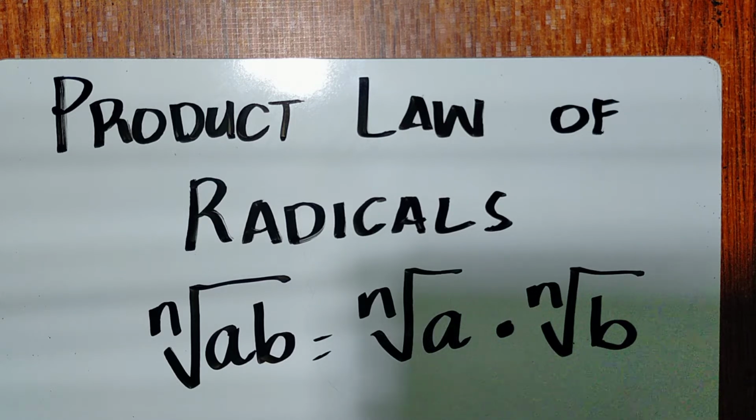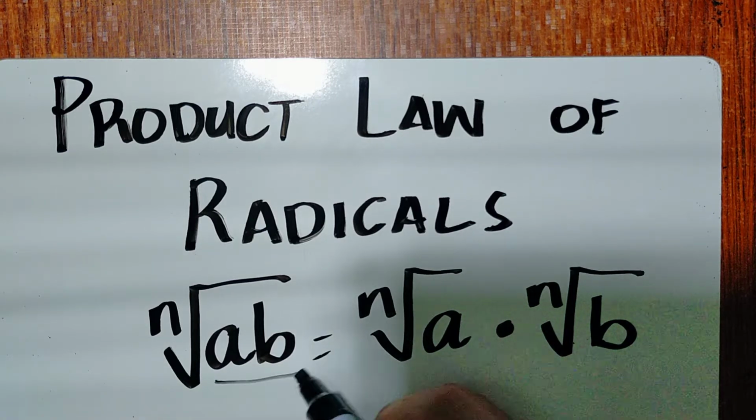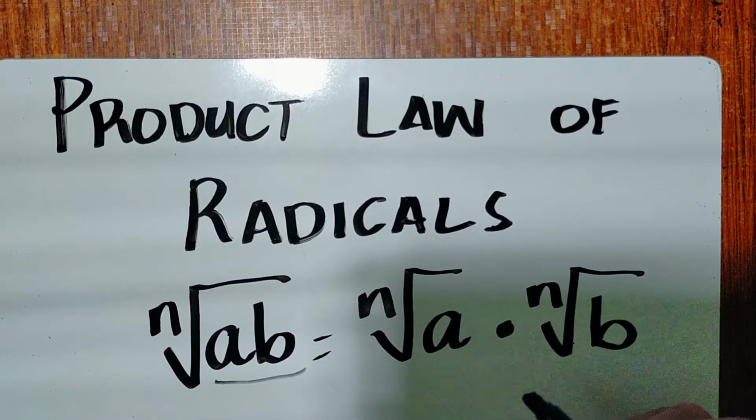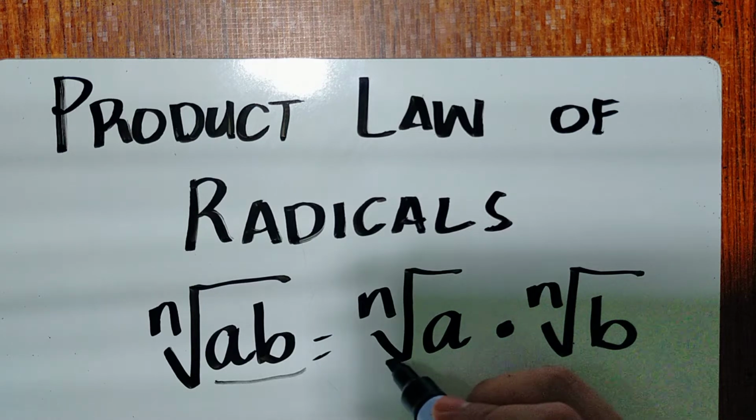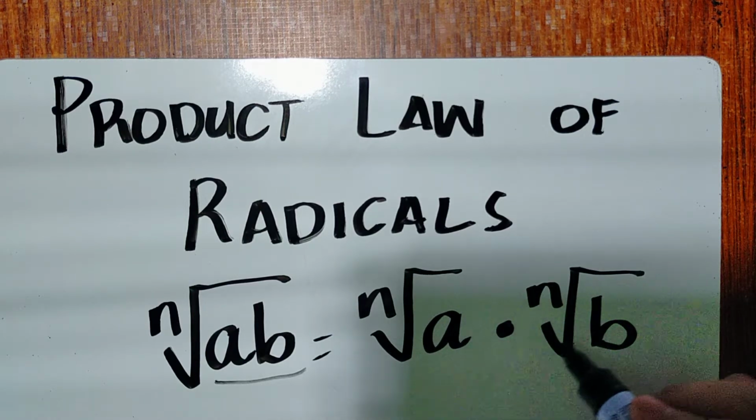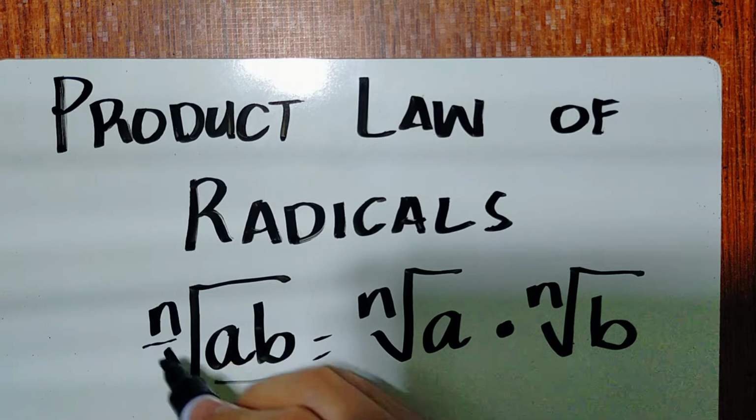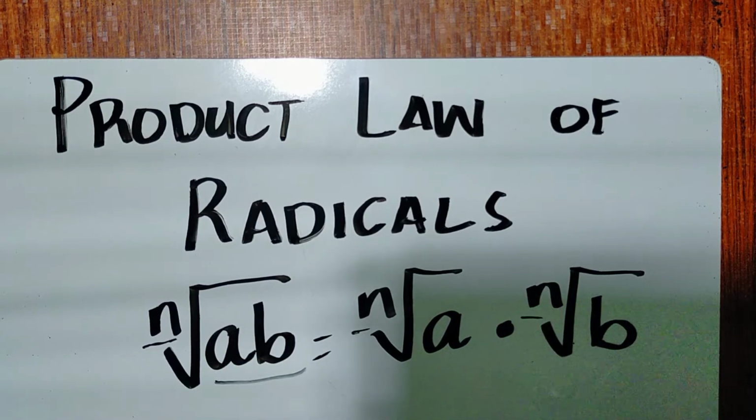Okay? So, ibig sabihin lang po, ihiwalay natin itong dalawa. Okay? The two given radicands will be separated. So, this will become the nth root of A times the nth root of B. They are having the same indices. Okay?